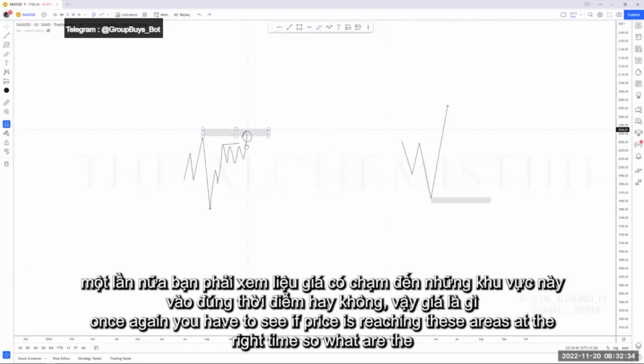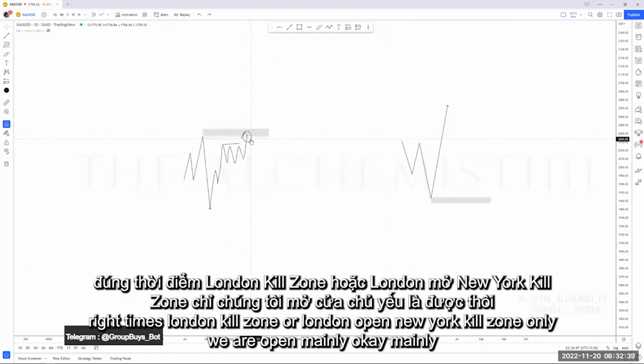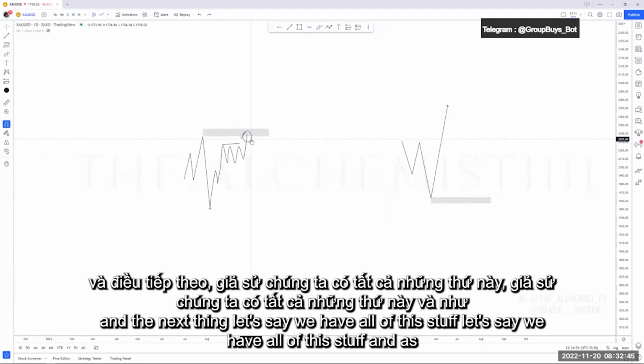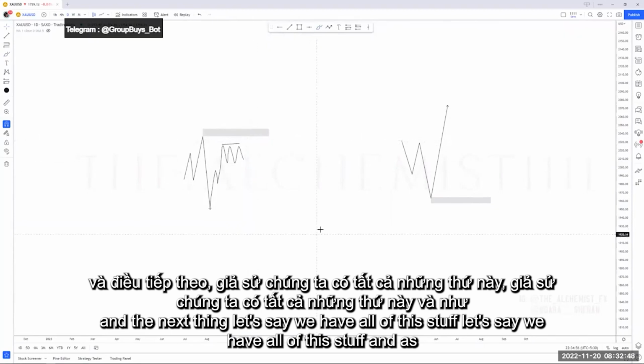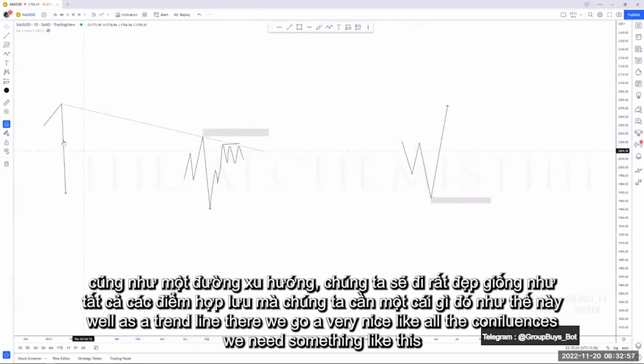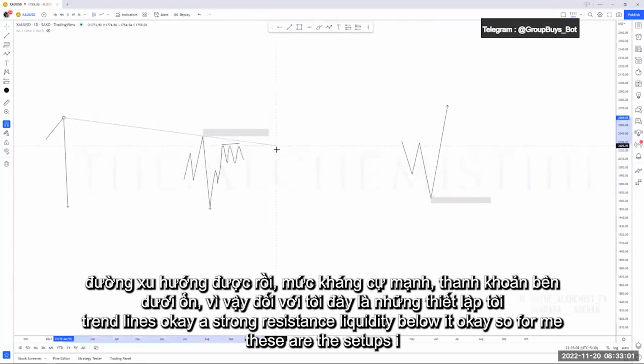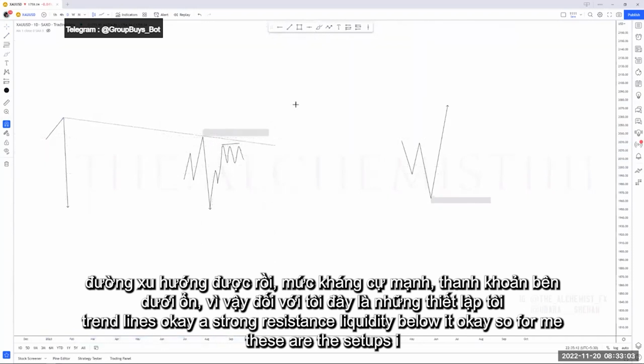So once again, you have to see if price is reaching these areas at the right time. What are the right times? The London kill zone or London Open, and the New York kill zone or New York Open, mainly. And the next thing, let's say we have all of this stuff, as well as a trend line. There we go, all the confluences we need: trend lines, a strong resistance, liquidity below it. For me, these are the setups I would go full margin on.